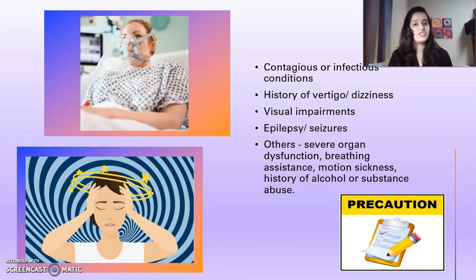In people who have a history of vertigo and dizziness, because those visuals might aggravate their condition, and we definitely don't want that. In people who have visual impairments, since they already have trouble seeing without their specs, and if their spectacles are not adjusted in the VR device, then it wouldn't be that effective. In people who have a history of epilepsy or seizures, and last but not the least, in people who have severe organ dysfunction, or they are on breathing assistance, or they suffer from motion sickness, or they have a history of alcohol and substance abuse.